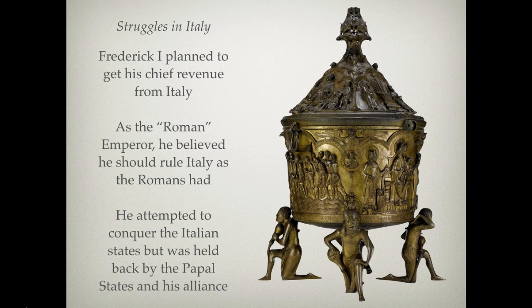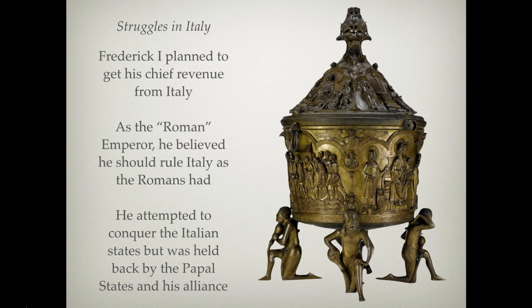And so we see various struggles, of course, as well for control between the Holy Roman Empire and Italy, which is going to be a major theme throughout the rest of European history. Particularly, we could see this under the King Frederick the First. He planned to get his chief revenue from Italy. They in the East are going to be very, very decentralized as a result of the Magyar invasions right in their own backyard.